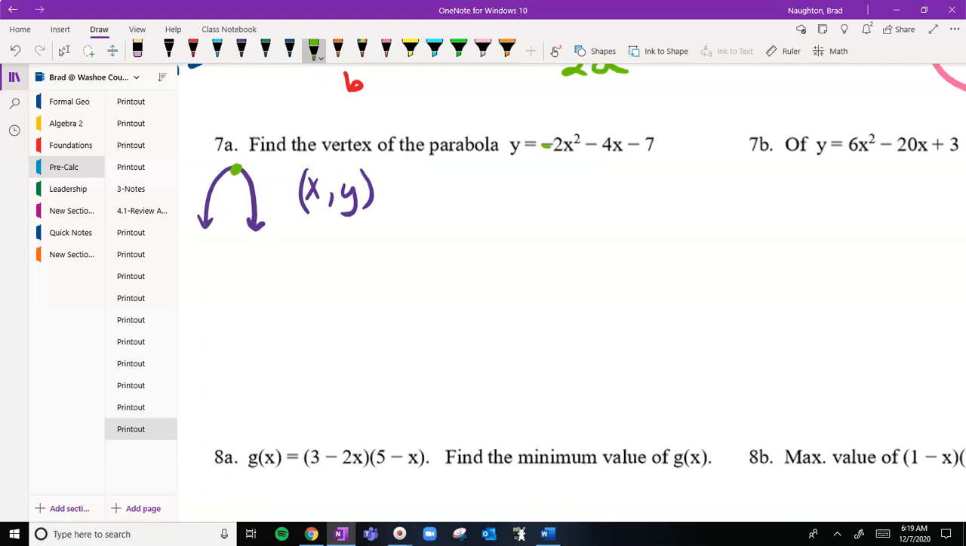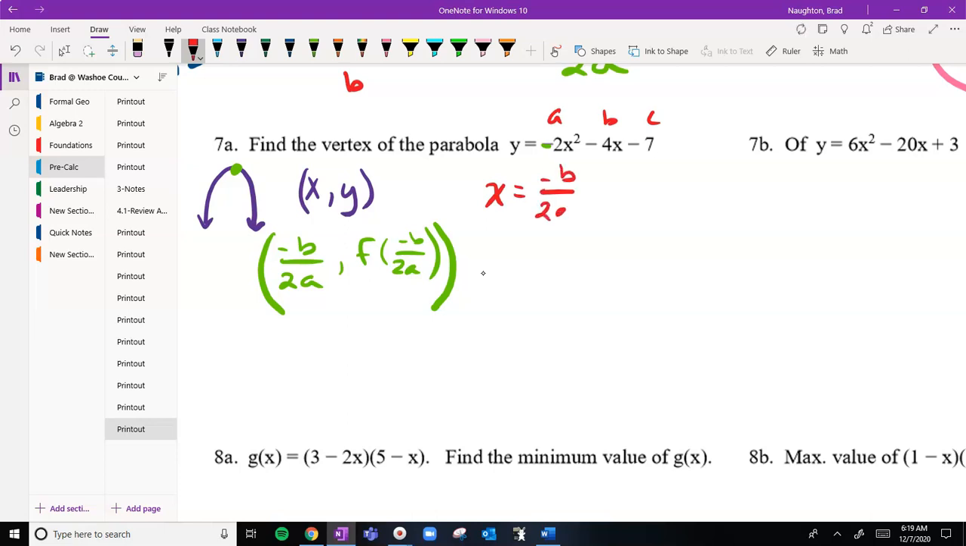To find that, we're going to do negative b over 2a for our x, and then we're going to plug that in. So I'm going to say f of negative b over 2a. That is the formula we used, which is basically saying, take my a, b, and c because it's in standard form. Do x equals negative b over 2a. So that's the negative of negative 4, and then we have 2a, so 2 times negative 2. That's going to be 4 divided by negative 4, which is going to be negative 1.